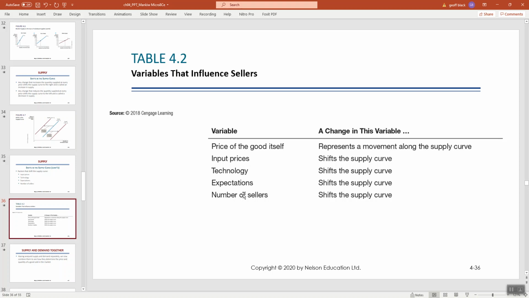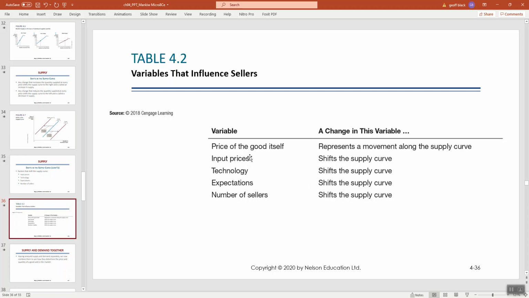And depending on the nature of this phenomenon, this exogenous variable would cause the curve to shift in a particular direction. Technology would always be a positive. You're not going to have a technological development that reduces your capacity to produce. It's always going to shift it to the right.